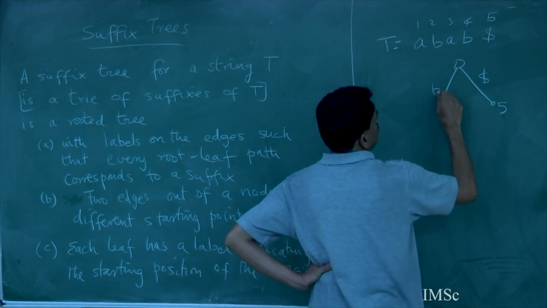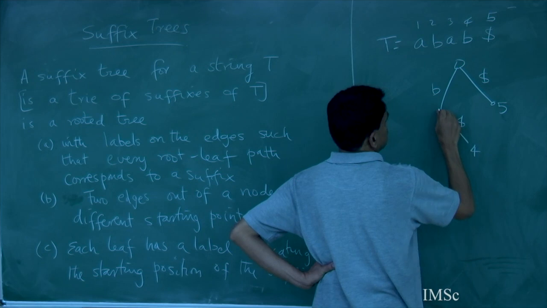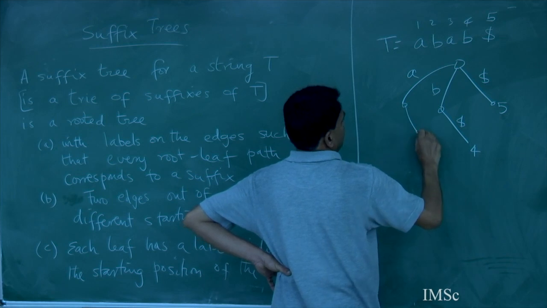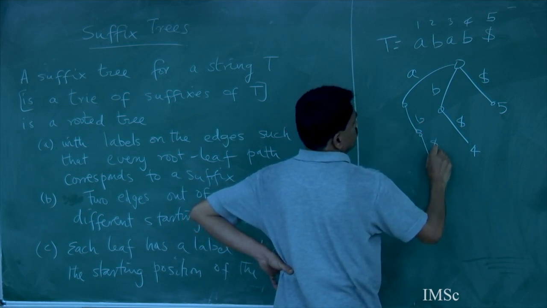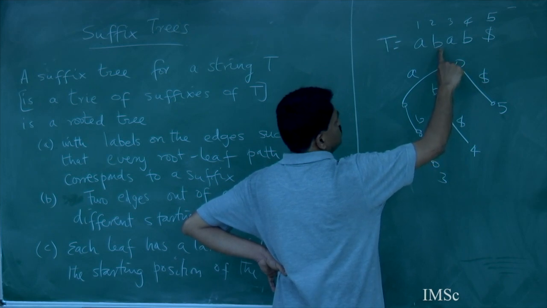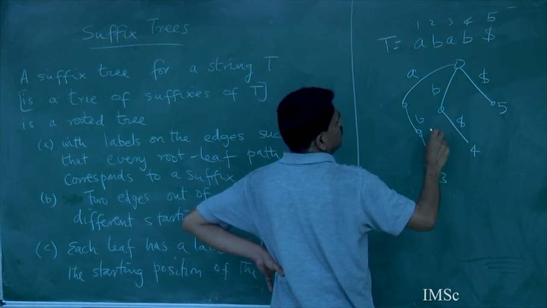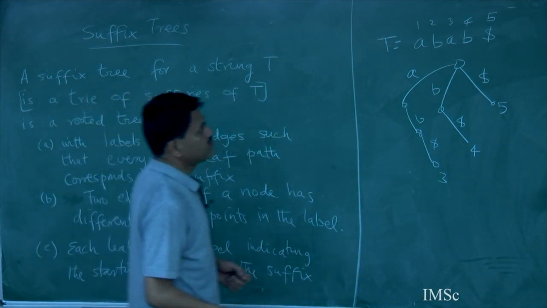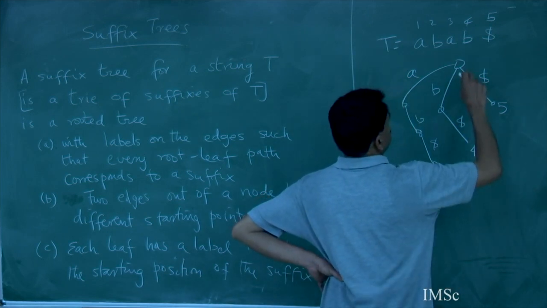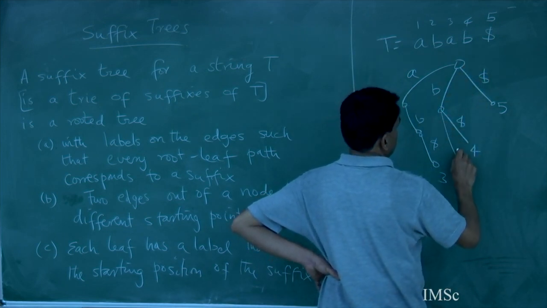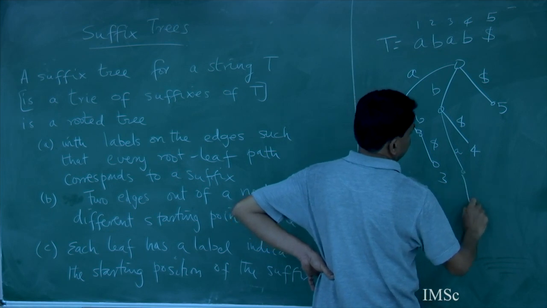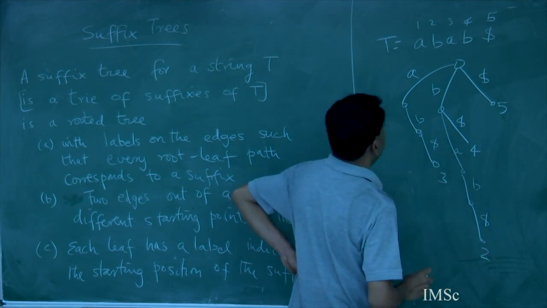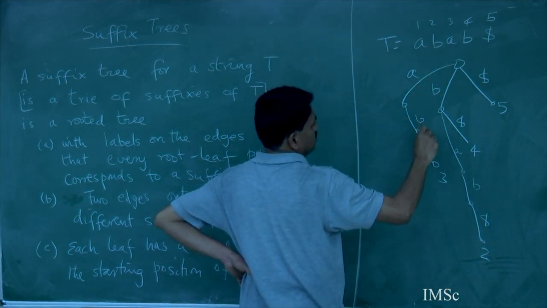Okay. Then I'll have a B. So, this is a suffix starting at position 4, and then this B is going to be shared with this edge, because I can't have another B because of this property. Two edges of a node cannot have the same starting point. So, this B will have an A and this AB dollar will have A.